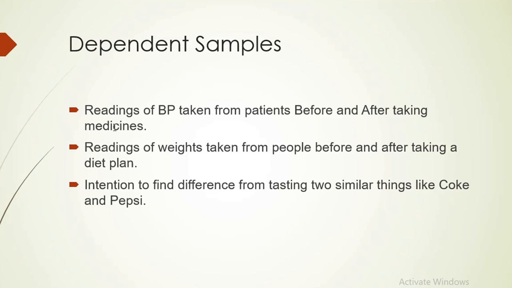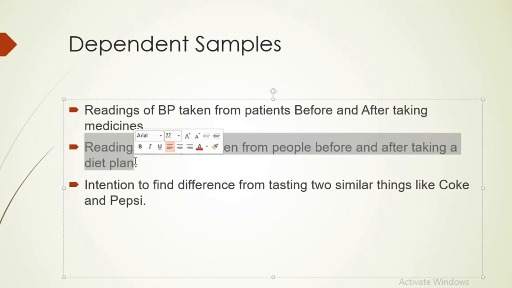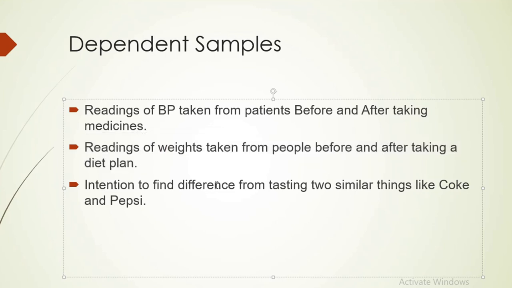The second example is readings of weights taken from people before and after taking a diet plan. Measure your weight before taking the diet plan and measure your weight after taking your diet. That will give you a difference between whether your diet is working or not. The intention can also be to find the difference between tasting two similar things like Coke and Pepsi. The same person is tasting the two things. What's the basic difference here?